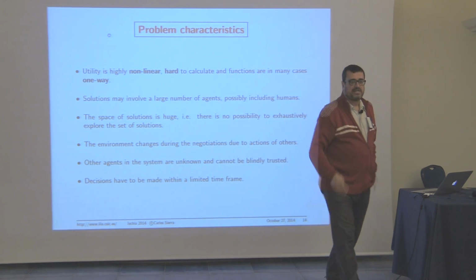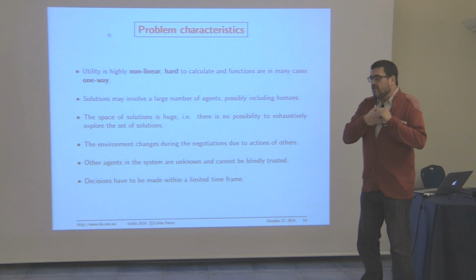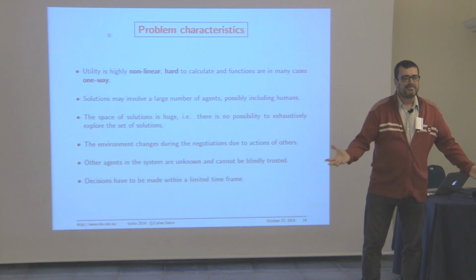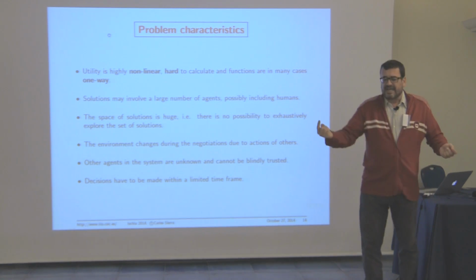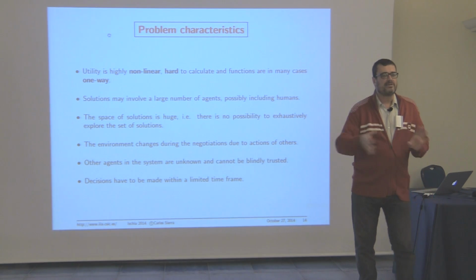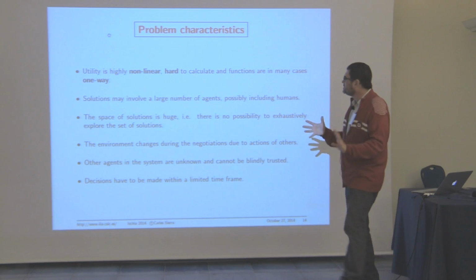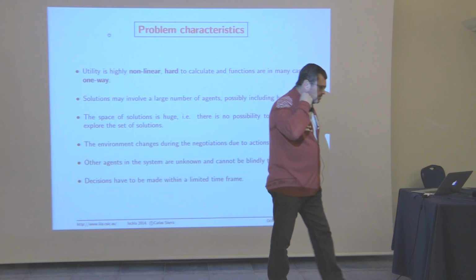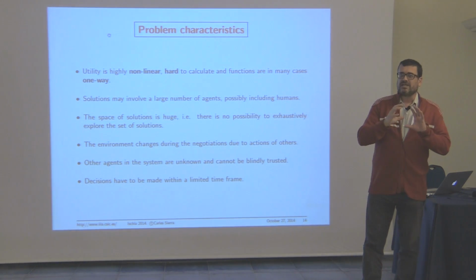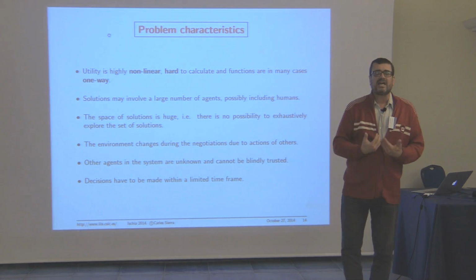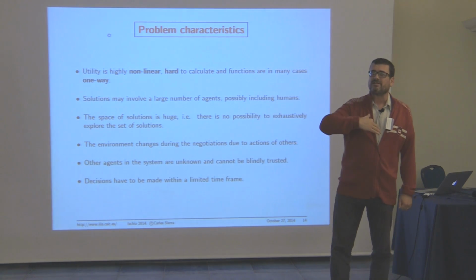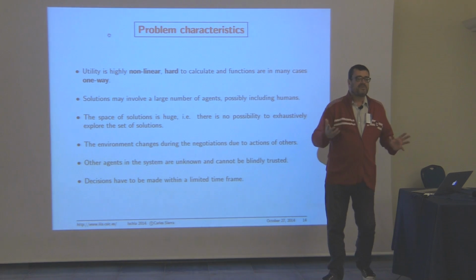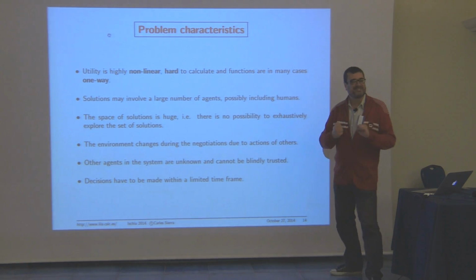Okay, these problems, moreover, are very complex because utility is highly nonlinear. So the thing is, it's difficult to calculate the utility. It's not something like I have a very simple function for each variable, and then I can make a linear combination of them. It's much more complex than that. And in many cases, these functions are one way. So I compute the utility of a particular state, I get a value, but I have no way to go from a value to a state. So it's like when you have coffee and milk. Mixing them is very easy, but going backwards is impossible. Okay?